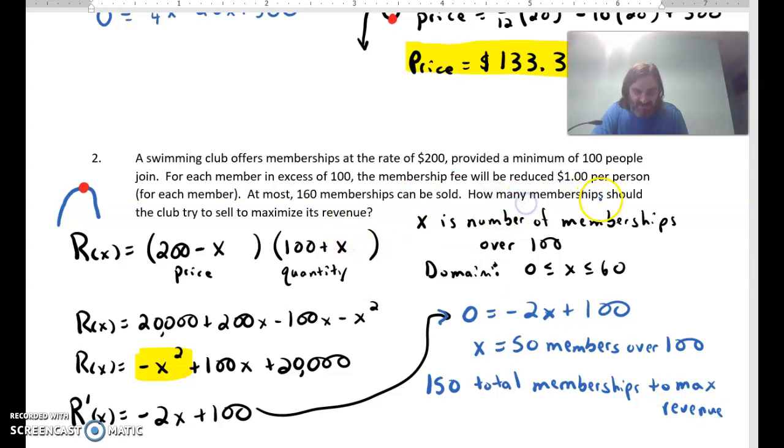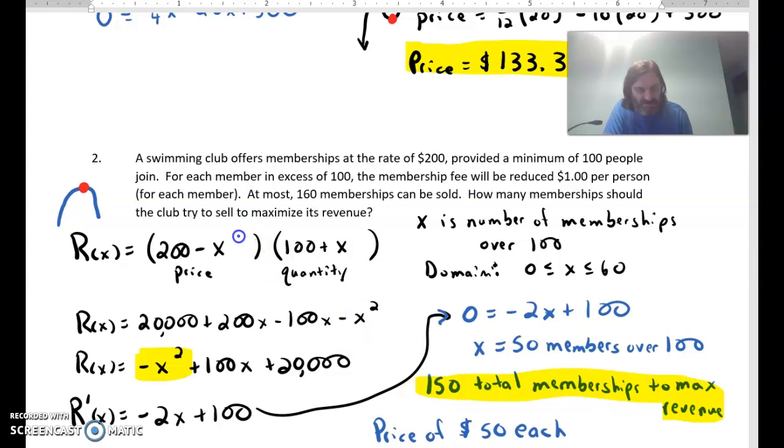So what does that say? How many memberships should be sold to try and maximize revenue? So we've answered that question now. You could take the 50 and plug it in over here, and you would figure out the price each. Because if you plug the 50 into the 200 minus x, take the 50 away from the 200, you would get $150 each. Big difference. Okay, they don't ask you that, but it's good to know. And you can multiply the two if you wanted the total revenue.